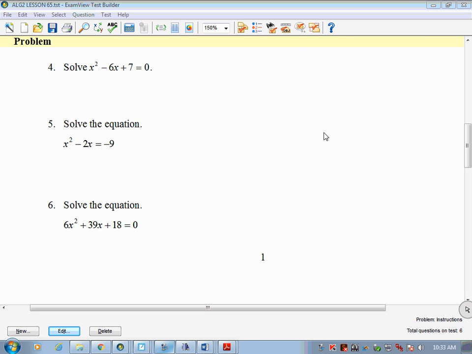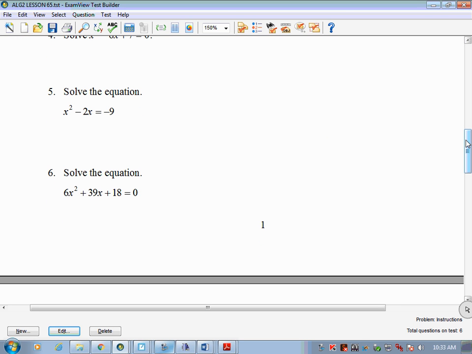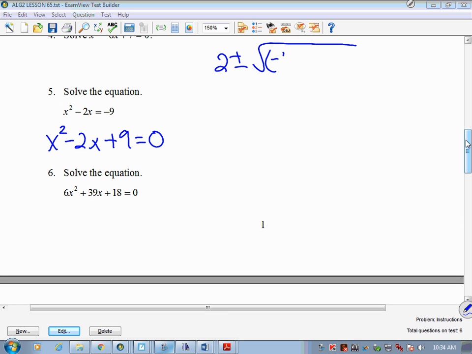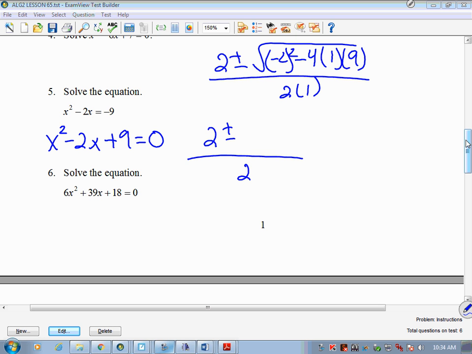All right, here is one I want you to pay close attention to. Am I ready to put this in the quadratic formula yet? Why not? It doesn't equal 0. What do I need to do with the negative 9? Add it. Okay, x squared minus 2x plus 9 equals 0, correct? All right, so I'm going to get 2, because that's the opposite of negative 2, plus or minus the square root of negative 2 squared minus 4 times 1 times 9, all over 2 times 1.